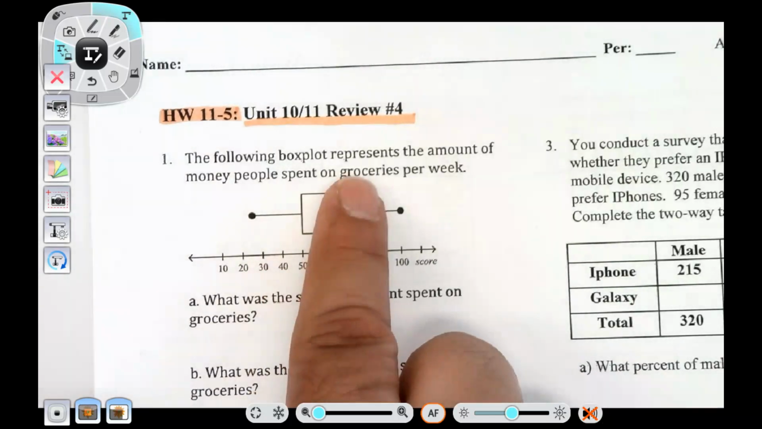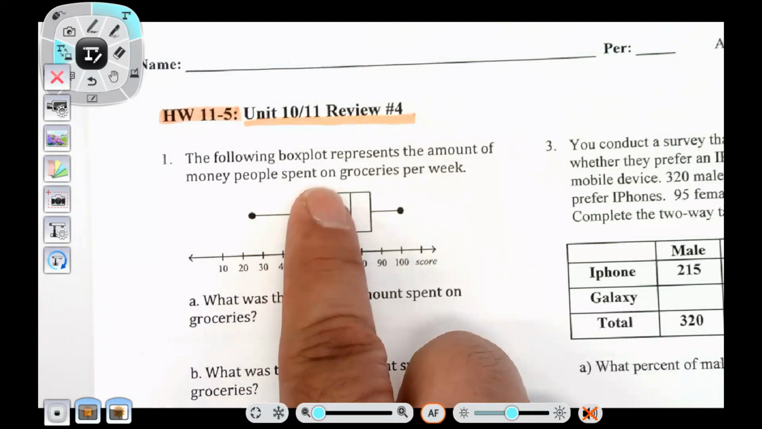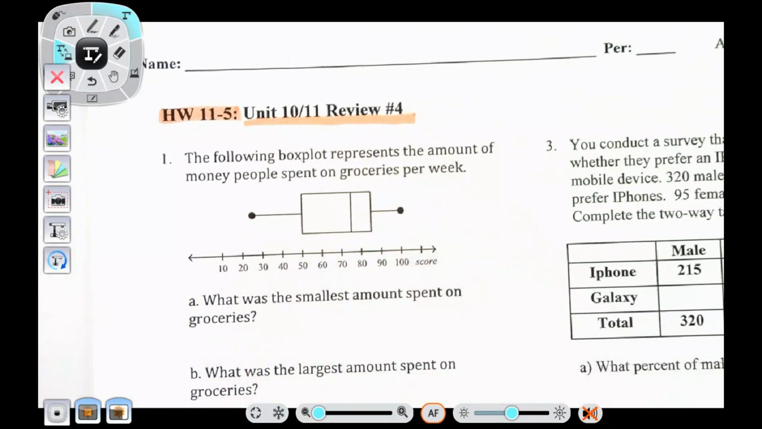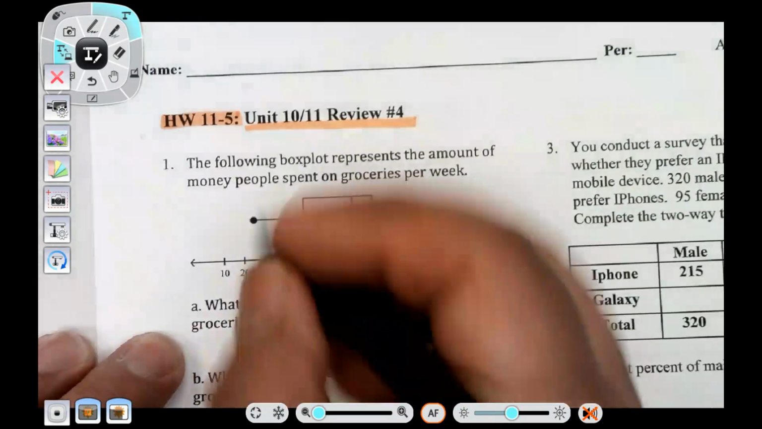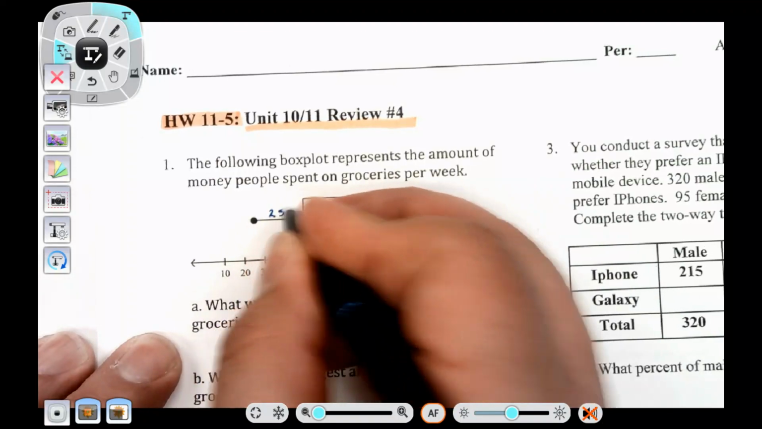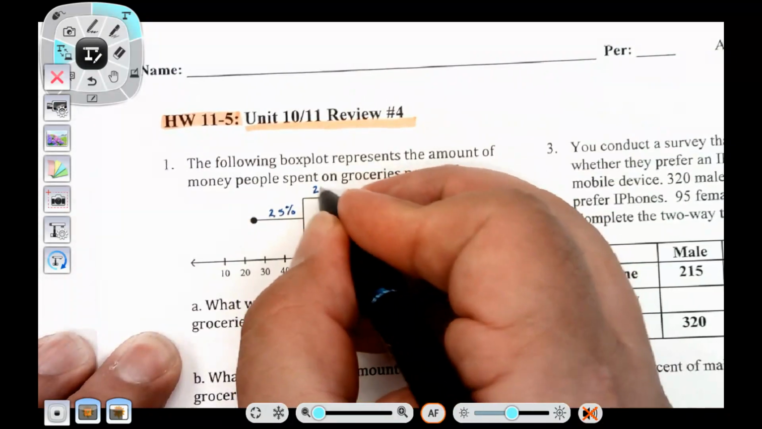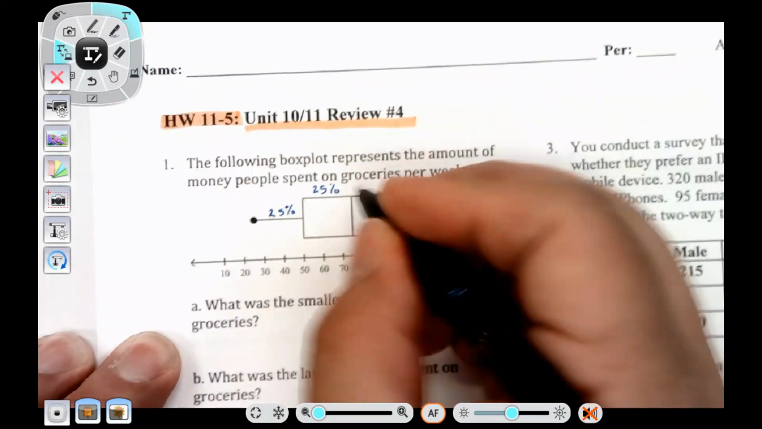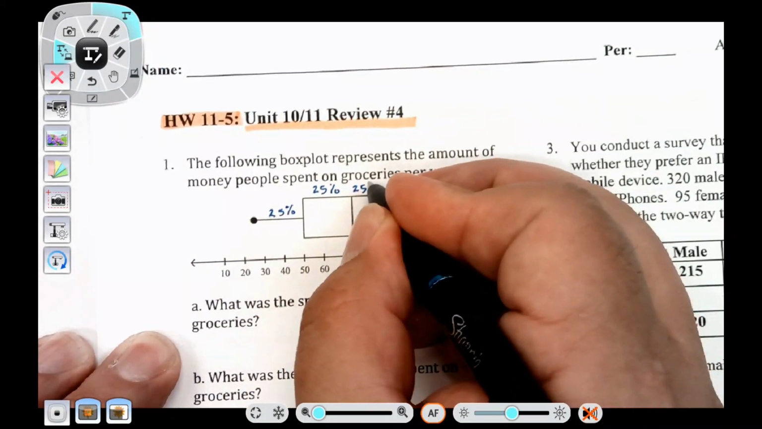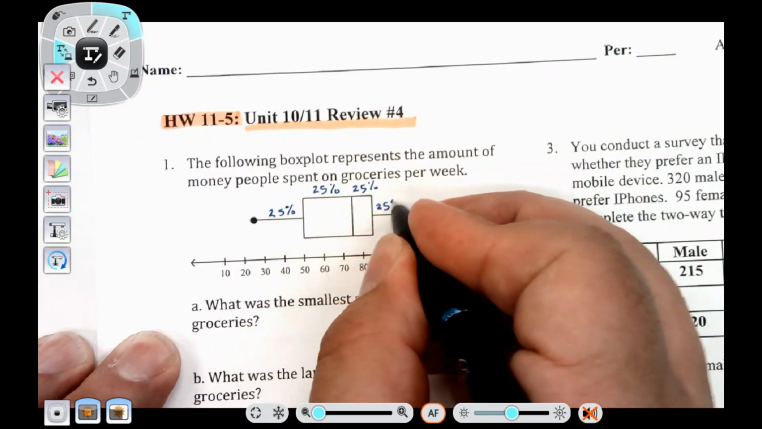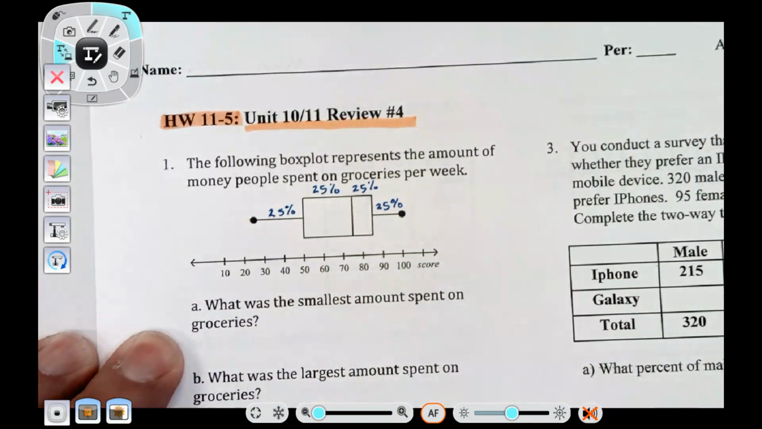The following box plot represents the amount of money people spend on groceries per week. So remember, when you're looking at a box plot, one of the first things I like to do is write 25% in the whisker, 25% on this part of the box, 25% on the next part of the box, even if it's smaller, and then this whisker is also 25%. So that's the first thing I like to do.